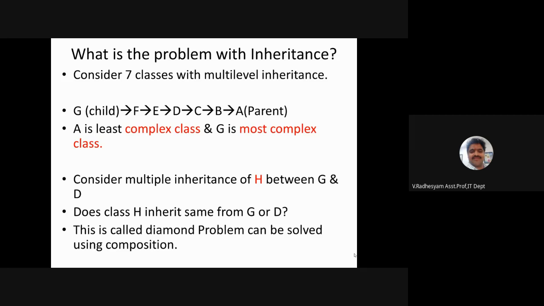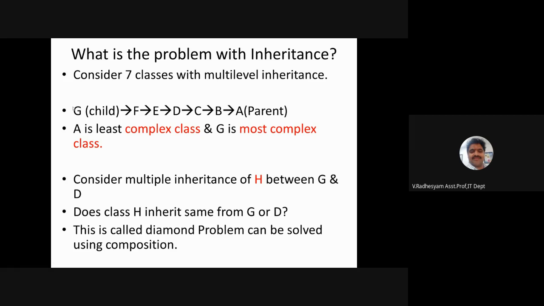Let us have a look. There are still some issues with inheritance, so let us look into some of them. Consider seven classes with multi-level inheritance. Starting with A, which is a parent class. B is a derived class of A. C is a derived class of B, and so on, up to F and G. G is the child class.